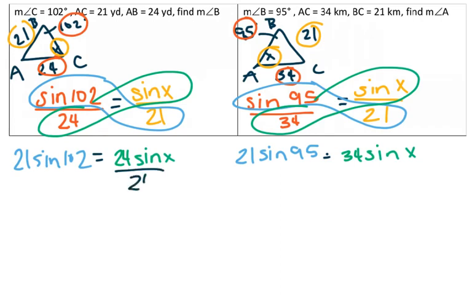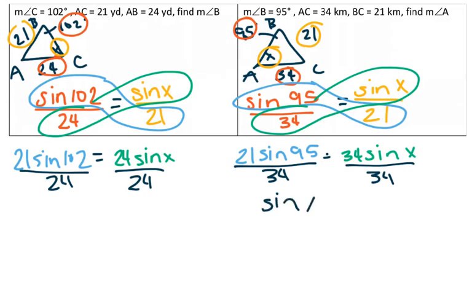Alright, and now you're going to divide by the number in front of sine. So on the first problem, I'm going to divide by 24. And then the second problem, I'm going to divide by 34. Alright, so when you do this, make sure you round to at least 1 decimal place. So type that in your calculator and see what you get.